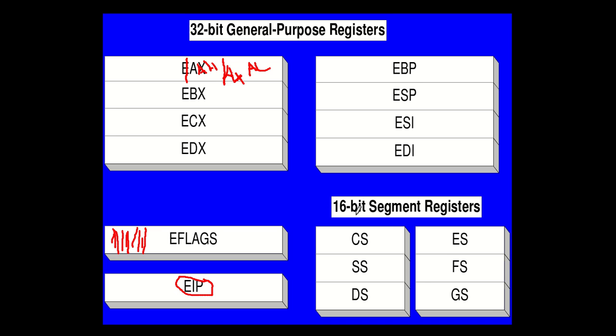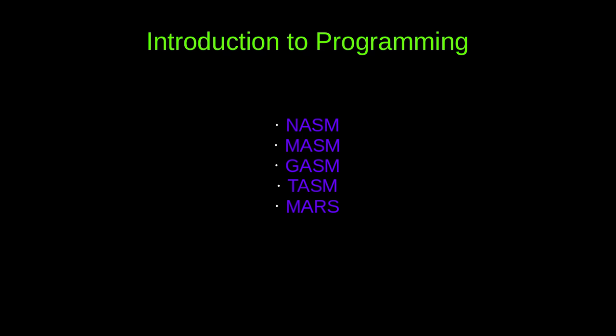The segment registers are 16-bit segment registers. We have CS, which is code segment, stack segment, data segment, and extra segment, and I honestly forgot what those two are for. Code segment will hold the address of where the code is. Data segment, where the data is, and the stack segment will hold the address of where the stack is. So now let's go and see what we have after this.